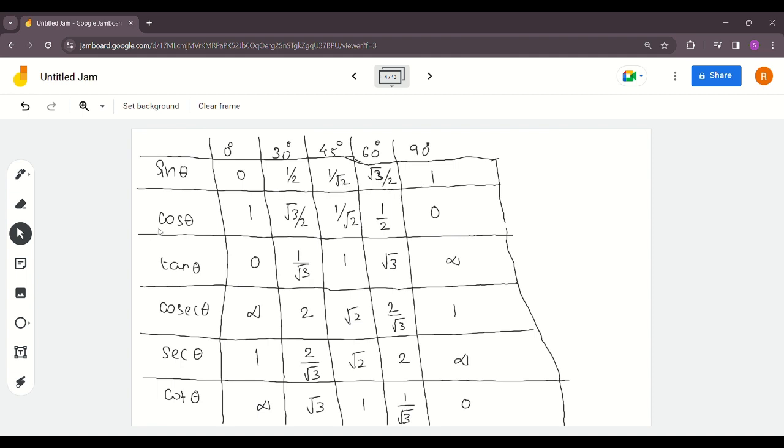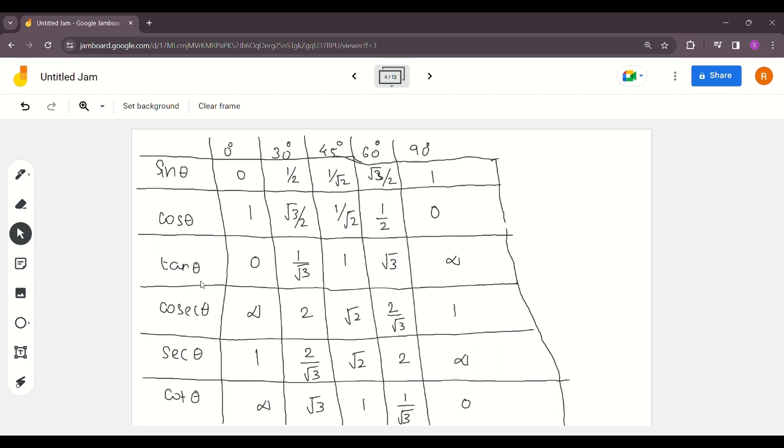For cos, what did I tell you? You have to write sine in the reverse order. So write it from right to left in this direction: 1, root 3 by 2, 1 by root 2, half, 0. And for tan, you just divide sine by cos. So 0 by 1 is 0. 1 by 2 divided by root 3 by 2: the denominator will get cancelled and you will get 1 by root 3. Numerator and denominator are both the same here, so you will get 1. And the denominator again will get cancelled, so you will get root 3. 1 divided by 0: denominator 0 should not come. If 0 comes, then it will be infinity. So these 3 can be easily constructed now.